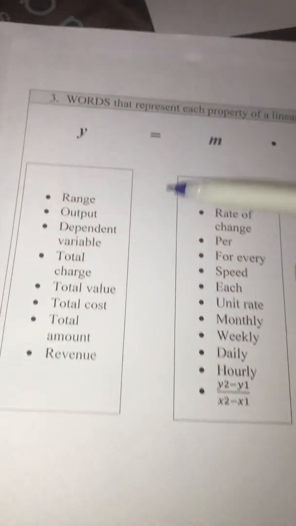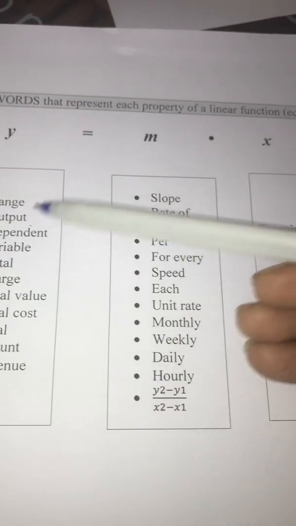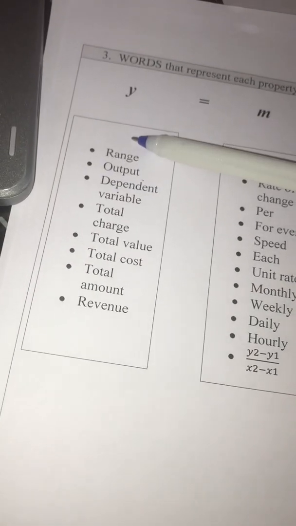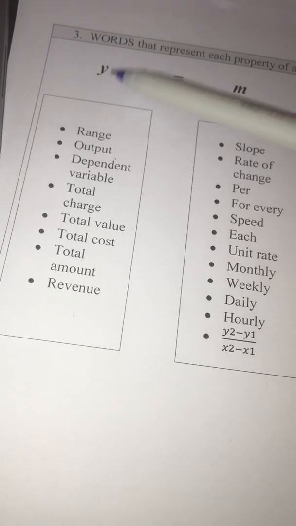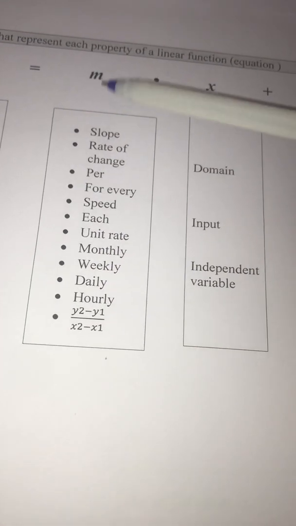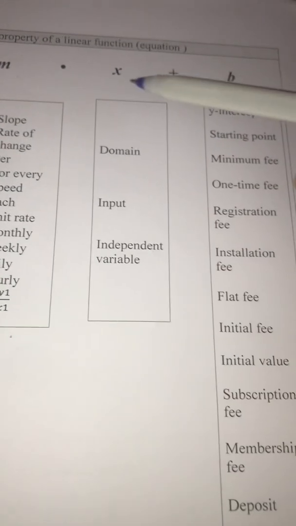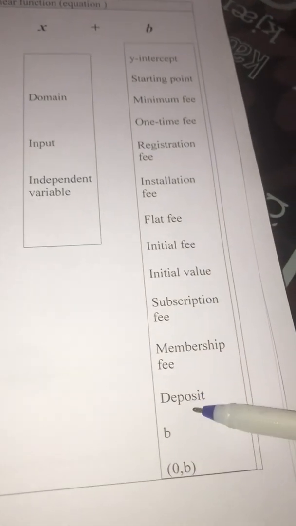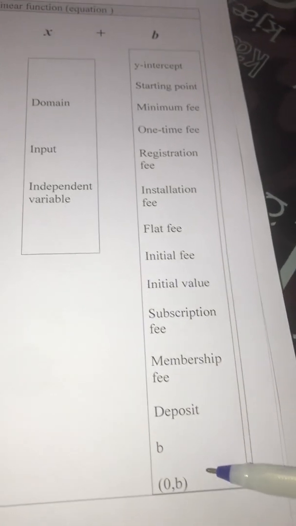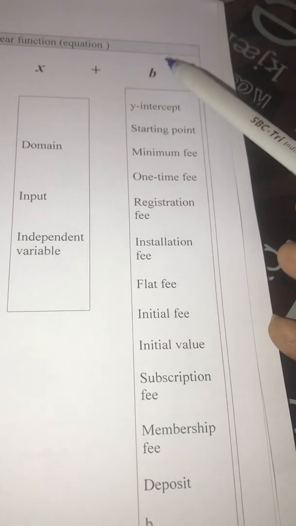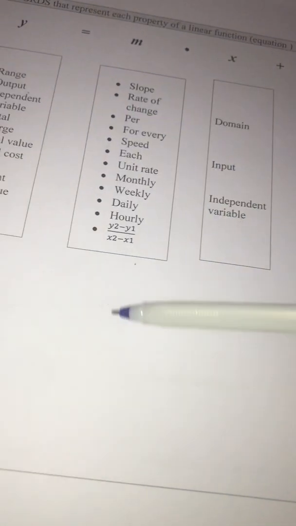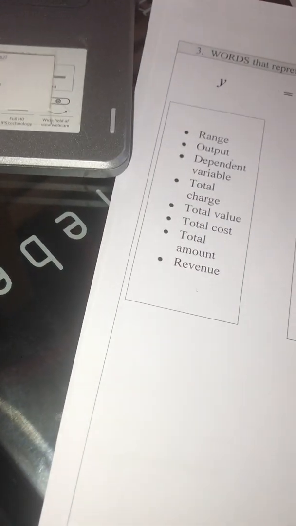So here are words that represent each property of a linear function. If you see these words, they belong to y. If you see these words, they belong to m, or the slope. If you see these words, they belong to x. If you see these words, all of them, they belong to y-intercept. This you should know. Okay?